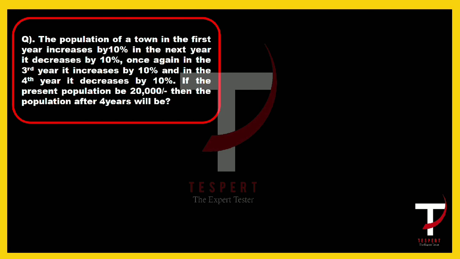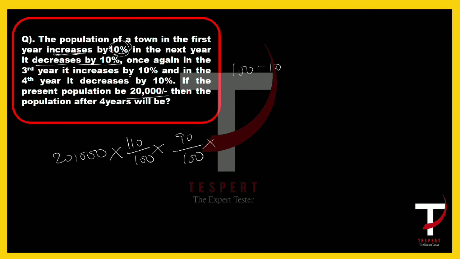Okay. So, the present population is given. 20,000 is the present population into... what is the rate here? Rate is 10%. So 10% increase, not decrease. 10% increase means we must add it. So 100 plus 10, which is equal to 110 by 100. But in the second year, it got decreased by 10%. So we must subtract, 100 minus 10, which is equal to 90 by 100 into... Once again, in the third year, it increases by 10%. So 100 plus 10, 110 by 100. In the fourth year, it decreases by 10%. So 100 minus 10, which is equal to 90 by 100. Okay, so calculate this.